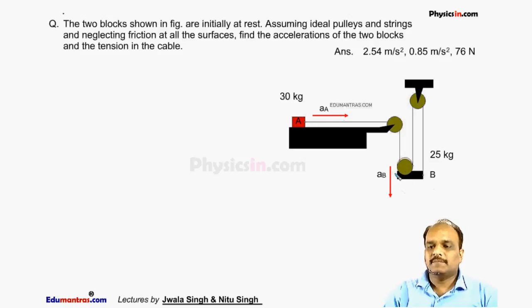block B be AB. Then we know by constraint, if we stop this block A, this block B will stop. So by constraint we can say there is a relation between the acceleration of block A and B. So we will watch a video which we have already seen, the lecture on constraint relationship.